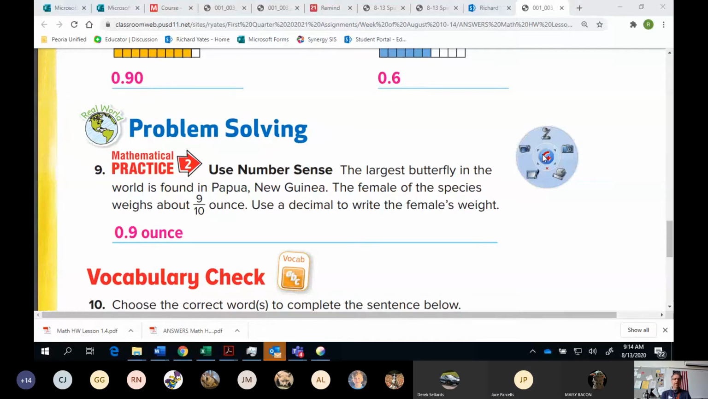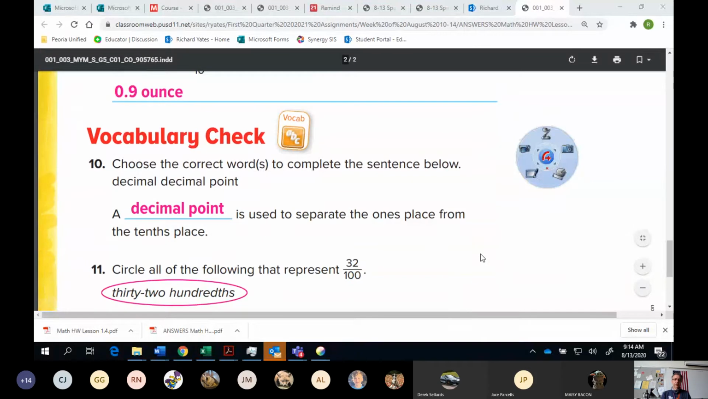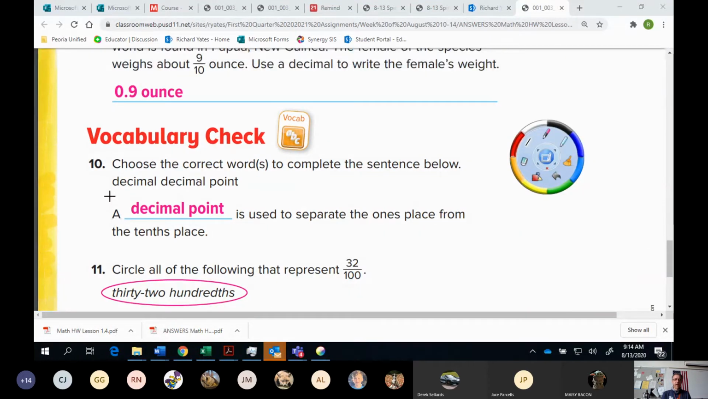All right, let's go down to vocabulary check. Okay, the answer for this first one, and I would like you boys and girls, if you're writing this on line paper, to write the entire answer sentence when you fill in the blank. I didn't explain that the last time, but if you could do that from now on, that would be great. The correct word here is a decimal point. A decimal point is used to separate the ones place from the tens place. So check to see that you've got the word decimal point in there, and make sure you've written the entire sentence.